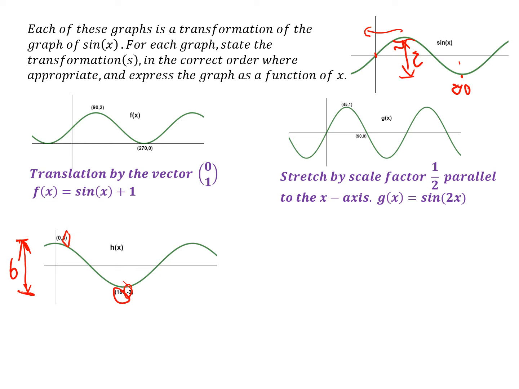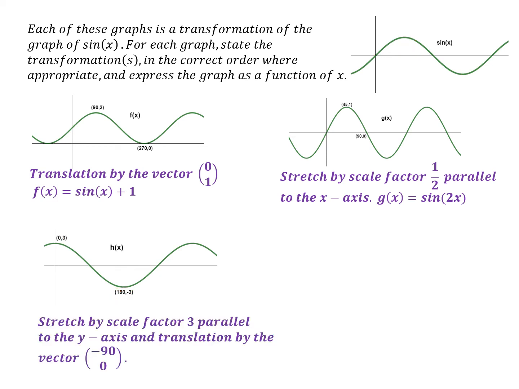So what we've done is two transformations: a stretch by scale factor 3 parallel to the y-axis, and then a translation by the vector -90, 0. So in function notation, that looks like this: 3 sine (x plus 90). Now, does the order matter? Well, the answer is no, because this transformation is affecting the x values, this is affecting the y values, so they're independent of each other. Let's have a look at the fourth graph.